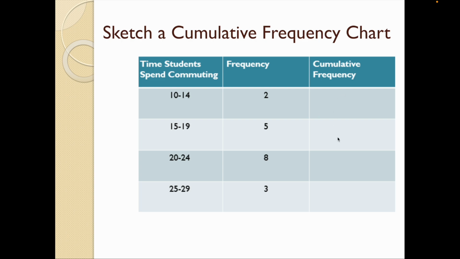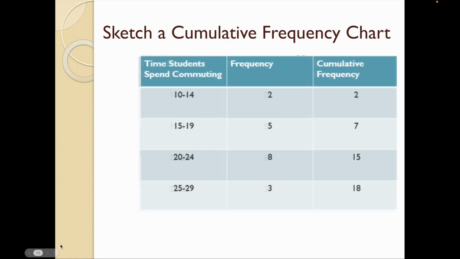Kaelan, what would be the next number? If this is 2, what would be the next number? 7. Wonderful. Now, Josiah, we had 2 here, then 7 here. What would be next? 15. How did you get 15? 7 plus 8, which is 15. Justin, what would be next? 18. Wonderful. All right, so we have this now.